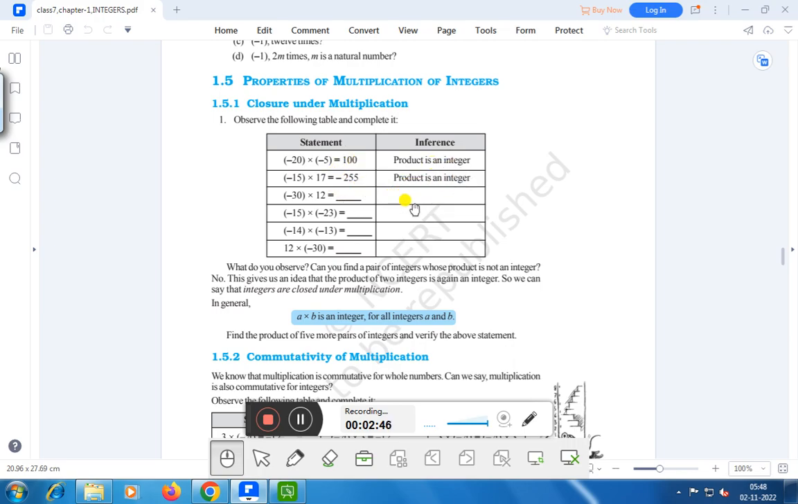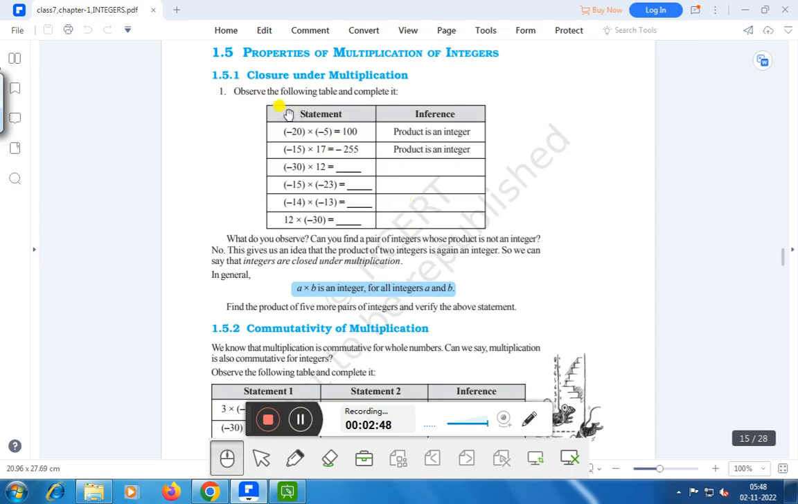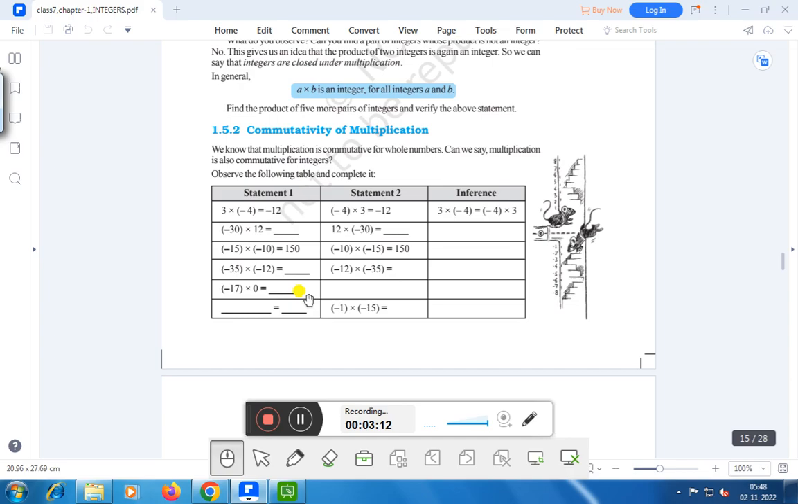Therefore, we can say that a into b is an integer for all integers a and b. What do you observe? This gives an idea that the product of two integers again is an integer. So you can say that integers are closed under multiplication, right? That is, a into b is an integer for all integers a and b.